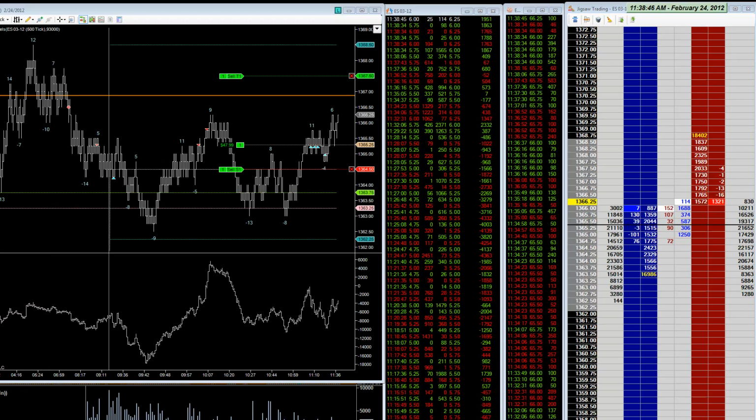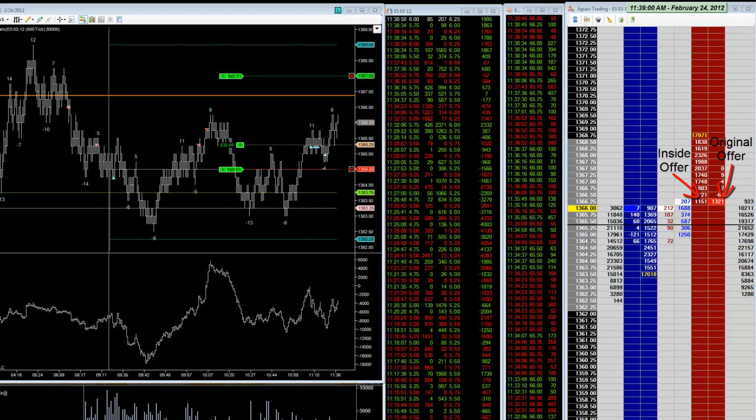We move forward now to 11:38. What I'd like to do is just keep your eye on that offer there, 136,625. I can see I've got 1321 here. Now that 1321 is the amount of contracts that were offered when we got to this level. So we're going to watch how many contracts actually go through against this offer. Now this is the current value, this 1158 here. That's the current offer. So let's just see how many contracts hit that level.